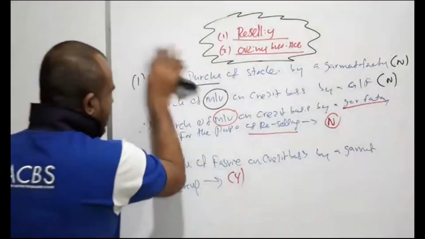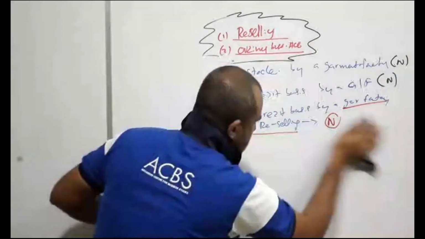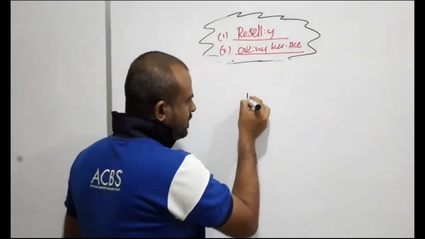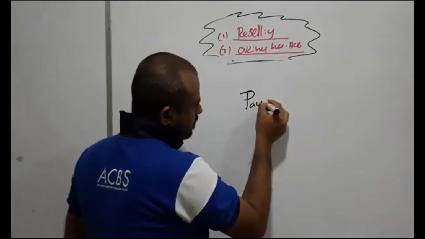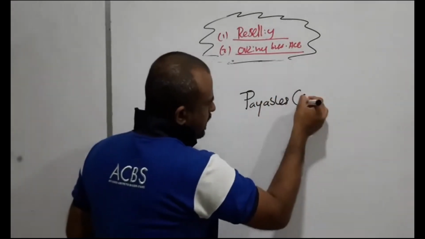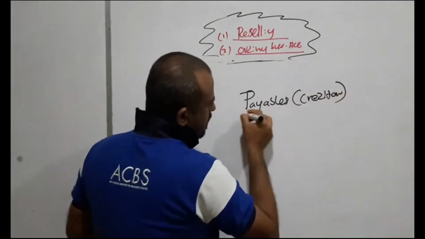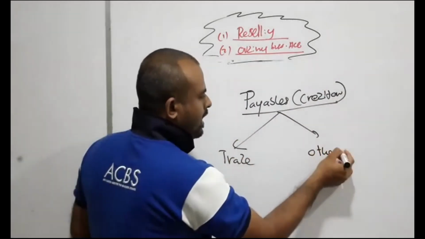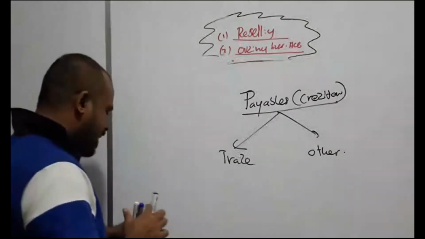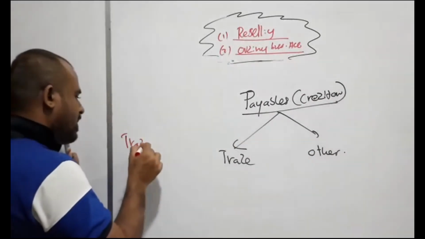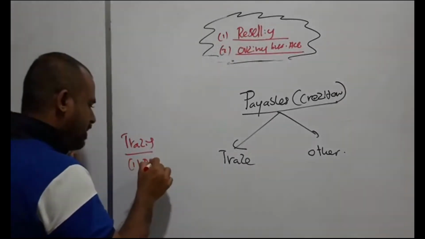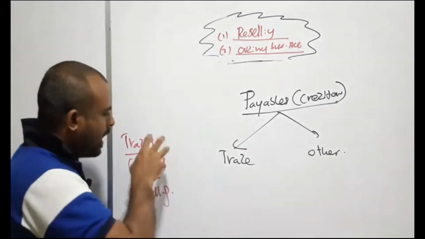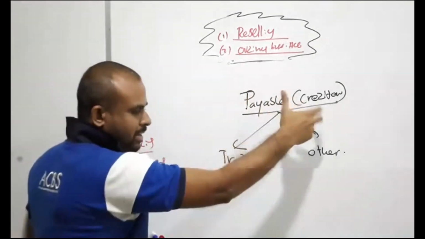Next I will explain a small thing. You have payables, creditors. There are two parts. What are they? Trade payable and other payable. Trade means buying and selling. Trading means what? Buying and selling. When you buy, payables arise; when you sell, receivables arise.